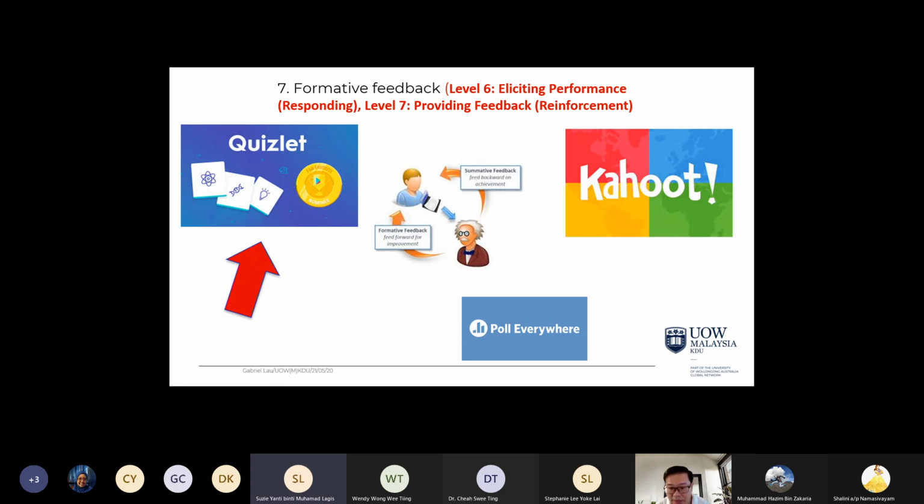Then formative feedback, the next point over here is to give formative feedback to our students continuously. Formative means feedback to them for the betterment of their learning. So we give them formative feedback. Okay, so here is to use Kahoot, Quizlet, Poll Everywhere, or so on. These are certain examples.